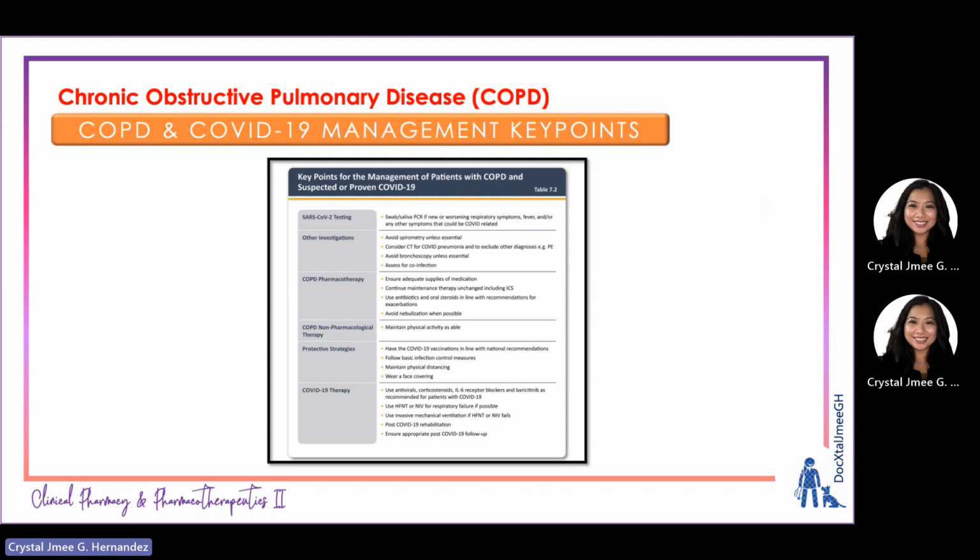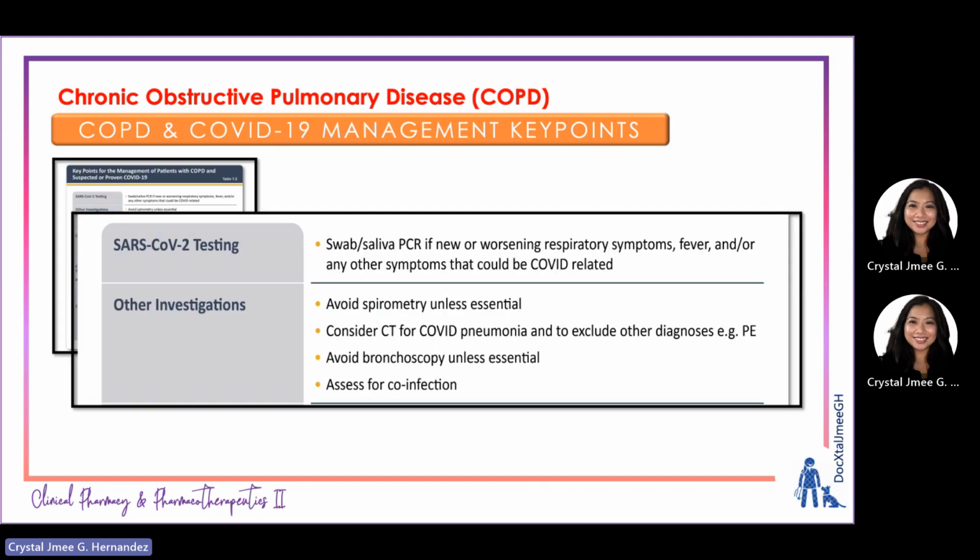So what are the key points in the management of COPD and COVID-19 all the same? So first is SARS-CoV-2 testing, of course, swab or saliva PCR. So especially if there's worsening of respiratory symptoms, so we can confirm if it's really COVID related. So other investigations, remember, avoid spirometry unless essential. The concern here is, of course, the possible spread of COVID-19. So again, if it's essential, then consider CT for COVID pneumonia and to exclude other diagnoses. Avoid bronchoscopy and assess for co-infection.